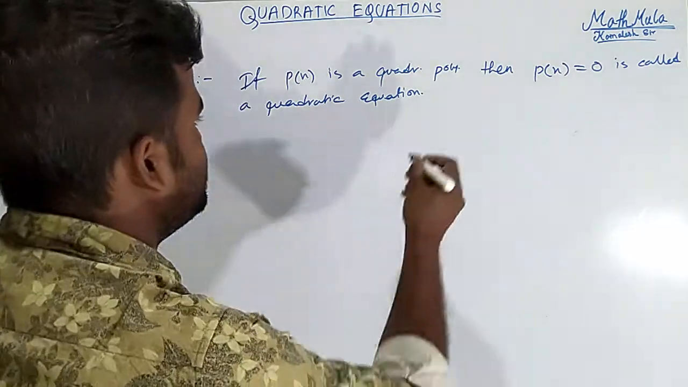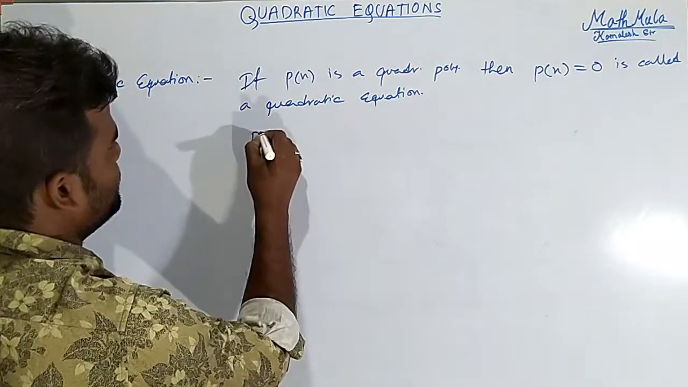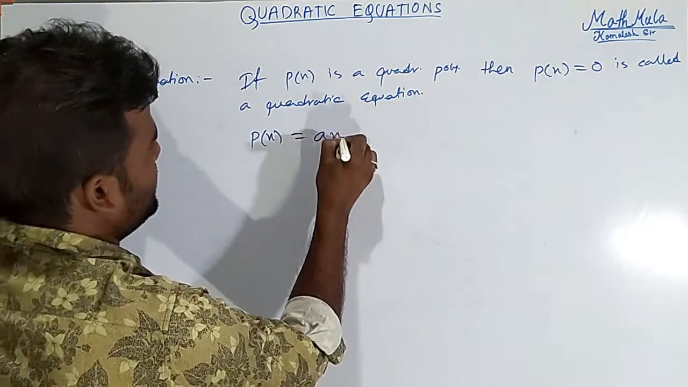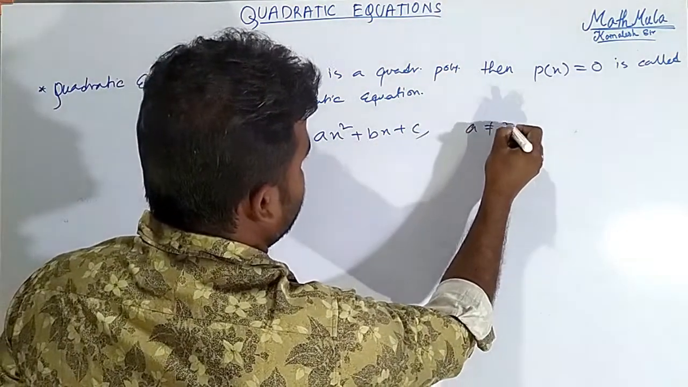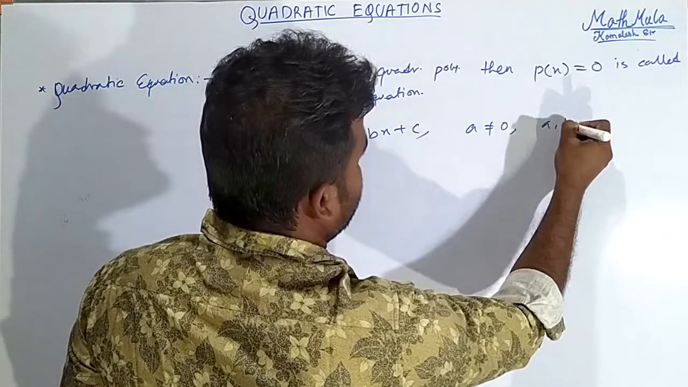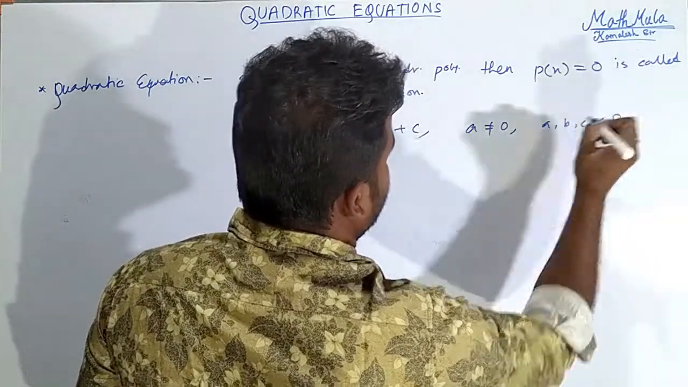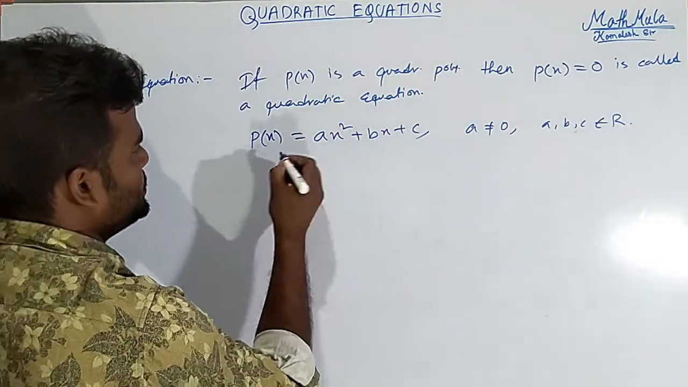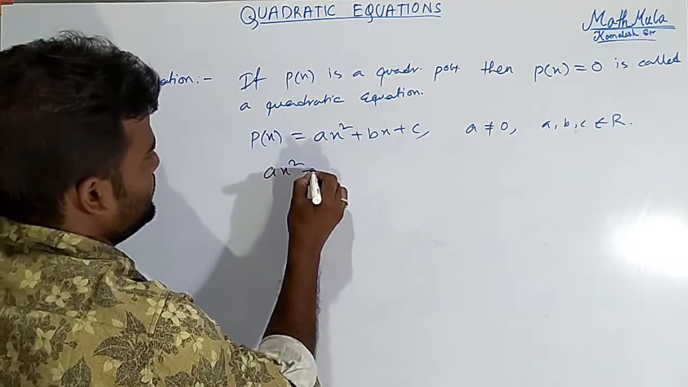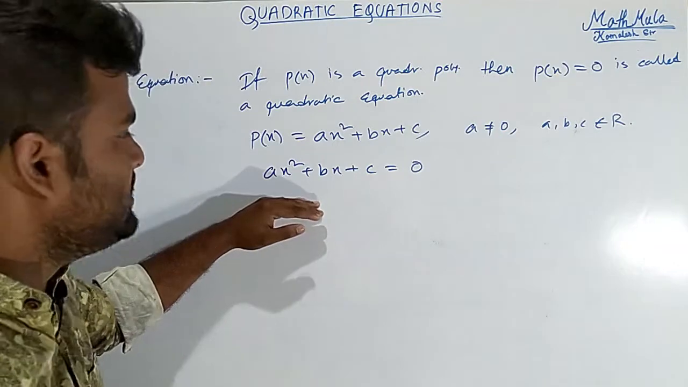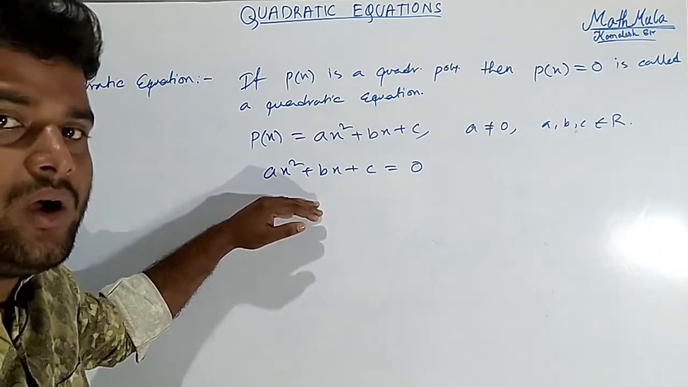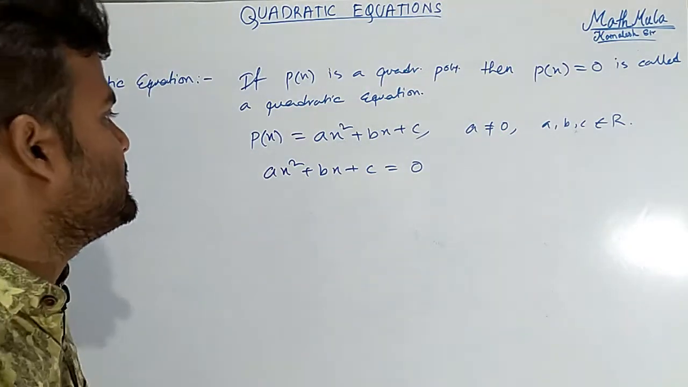Okay. And the general form of quadratic equation, p of x is equal to ax square plus bx plus c, where a not equal to 0 and a, b, c are all real numbers. Now if p of x equals 0, that means ax square plus bx plus c is equal to 0. And this is the general form of quadratic equation or standard form of quadratic equation.